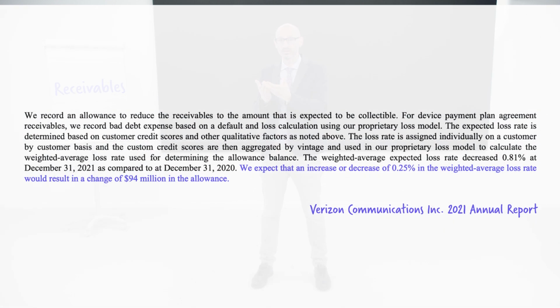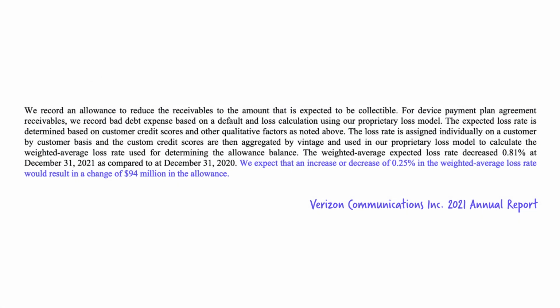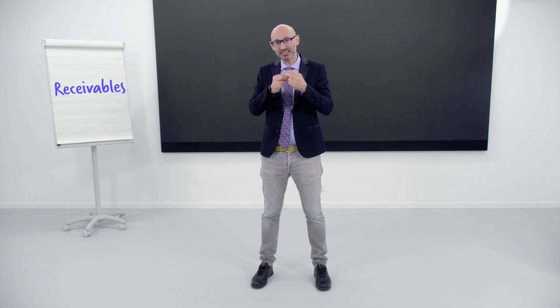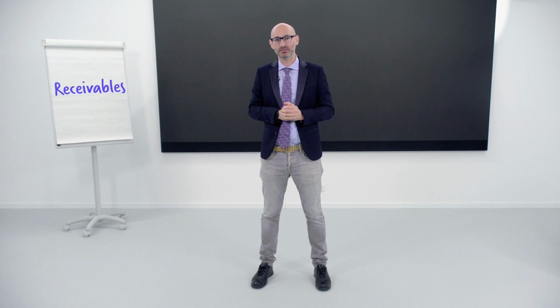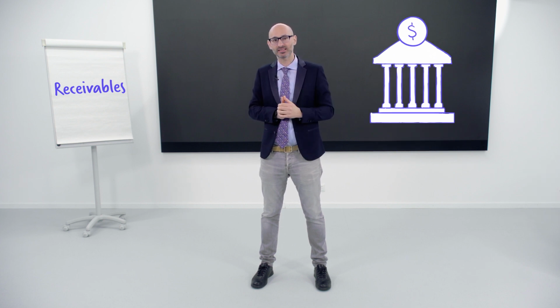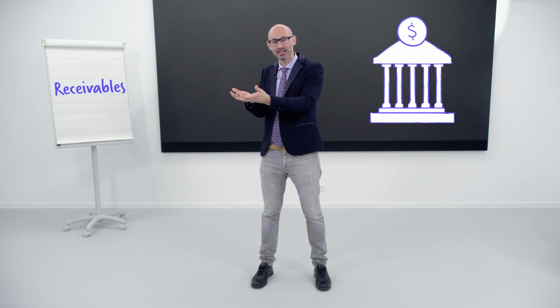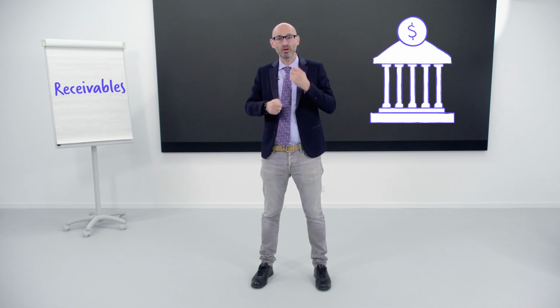For example, Verizon during COVID estimated that each 0.25% increase in bad debts leads to losses of about 100 million. This information is in their report. So for some companies that rely heavily on credit sales, a deterioration of economic conditions is quite bad for the income statement. The same can be said about banks. Banks lend money and expect receivables. When borrowers cannot pay, it leads to losses.